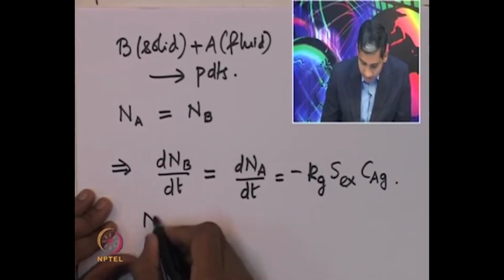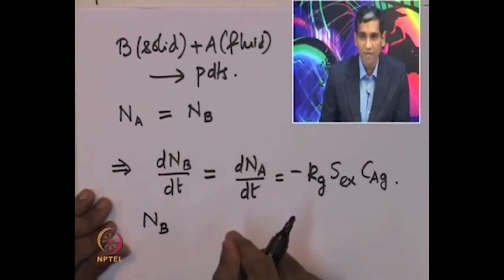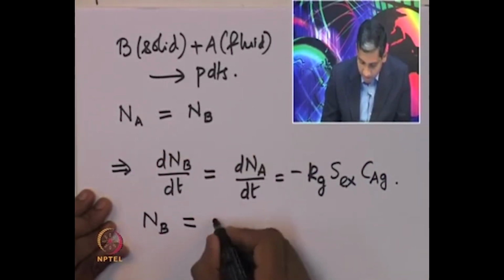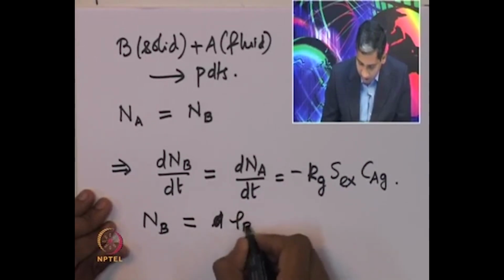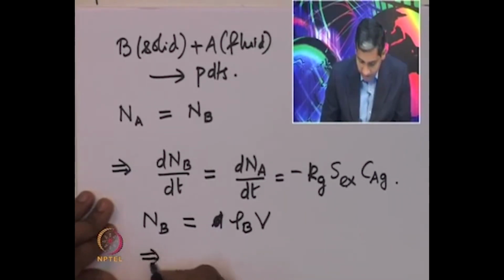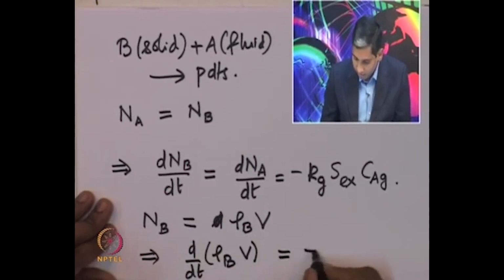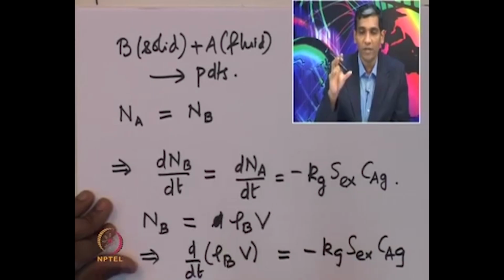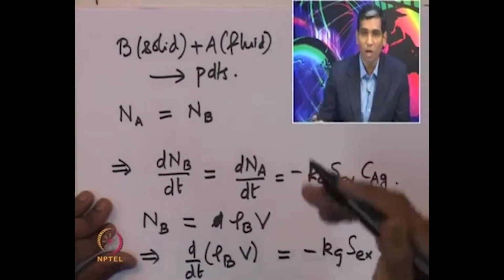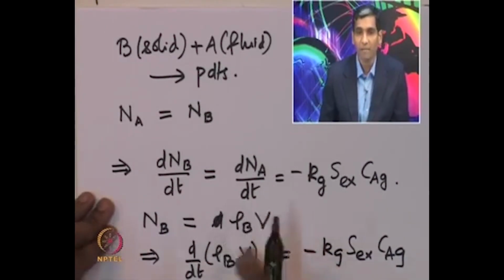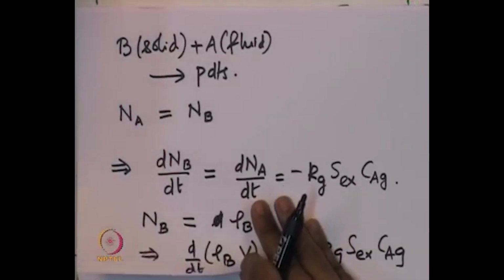Now, we know that the number of moles of the solid is essentially given by the density of the species rho b multiplied by the volume. And so, we can rewrite this as d by dt of rho b into volume, that should be equal to the right-hand side. The number of moles of solid present in the core can be related to the volume of the core using the expression Nb equal to density of the solid in the core multiplied by the volume of the core at any instant time t.